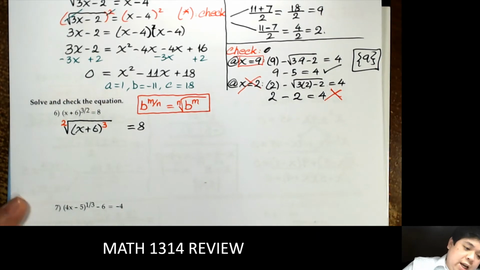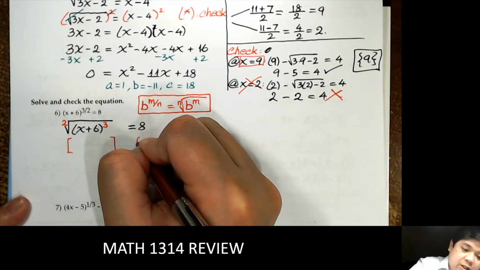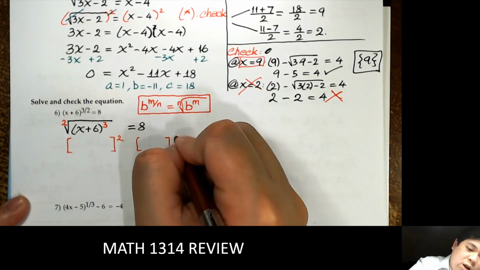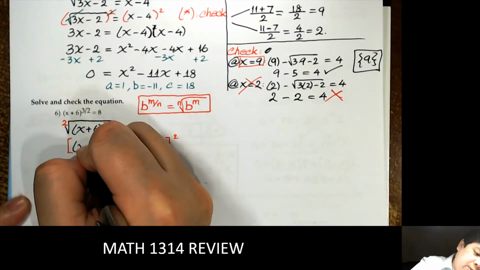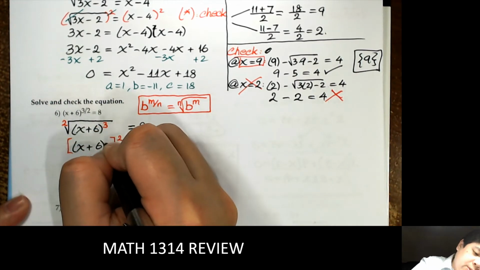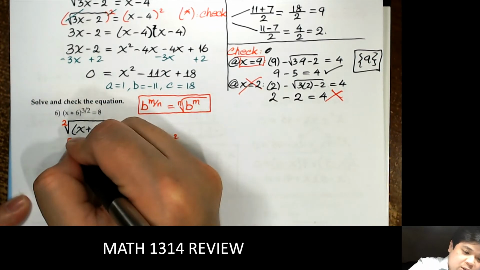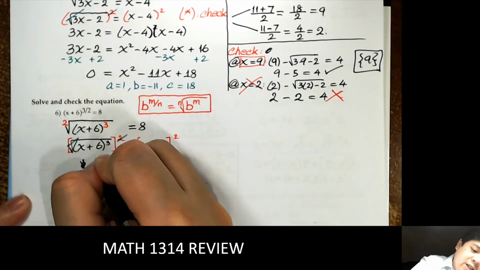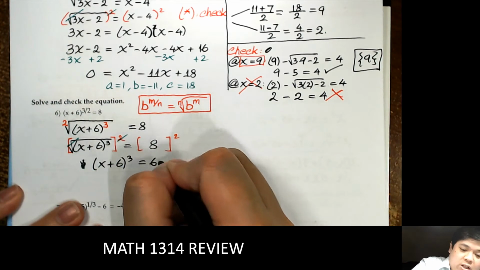So now to get rid of the root, we use the power. To get rid of the power, we use the root. So to get rid of the square root, we will square both sides. Squaring cancels the square root. So we have x plus 6 cubed equal to 4 squared, which is 64.